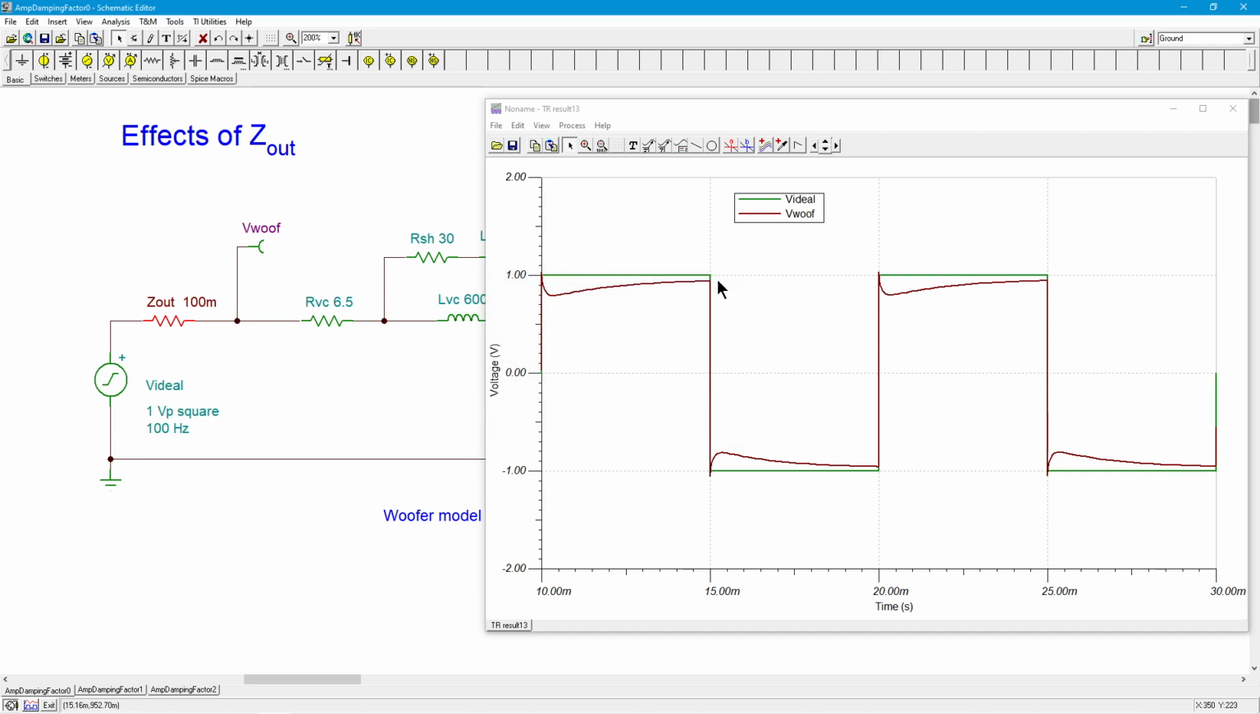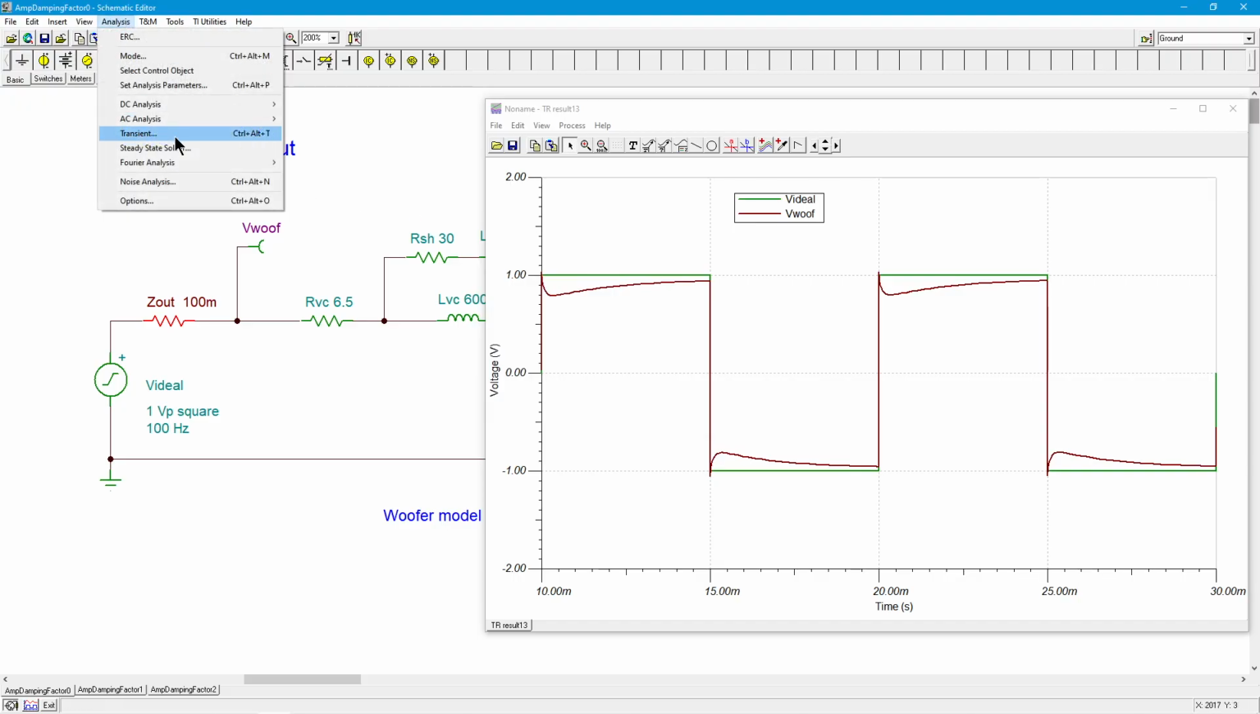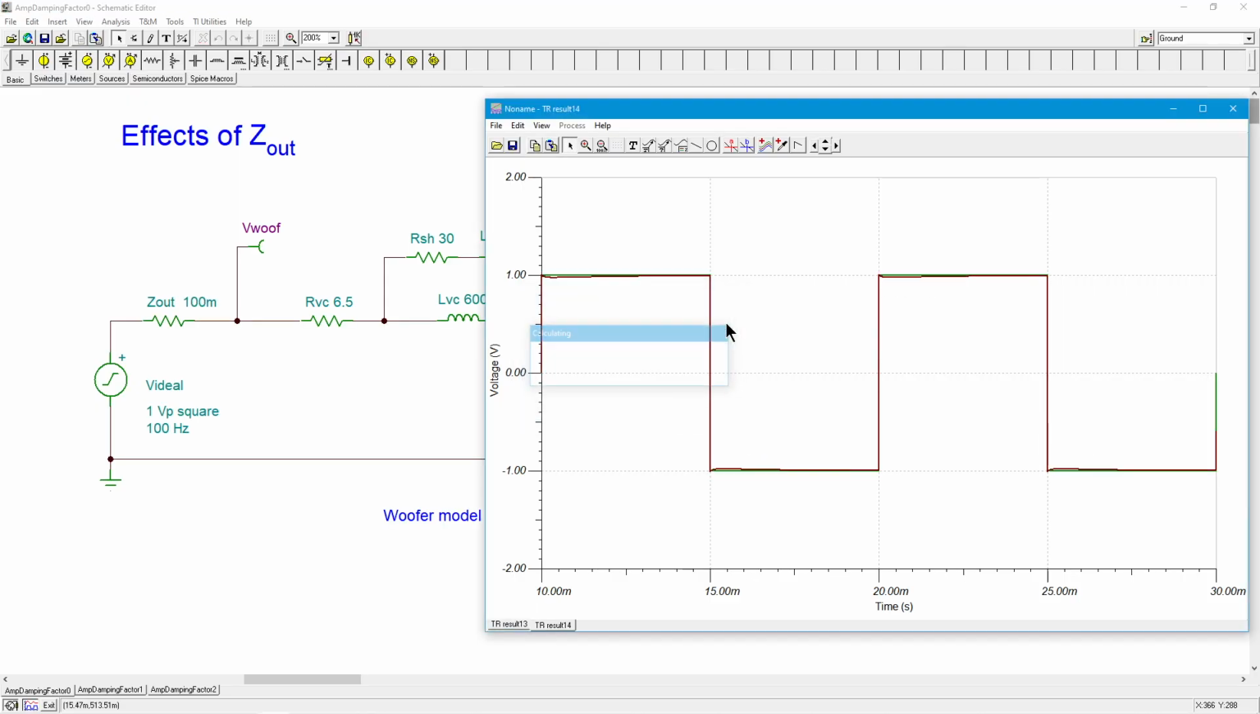How much more control do we get? Well, we get that much more control. Compare these two things. 1 ohm, 0.1 ohms. It's pretty obvious that the 0.1 ohm, the low Z out, the high damping factor, is a clear improvement. It's a clear improvement, all right?